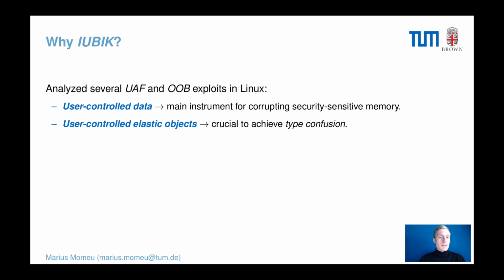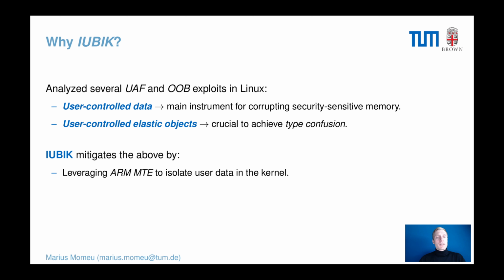Nevertheless, analyzing existing exploits reveals a common exploitation pattern. First, attackers abuse a kernel object that stores user data, which they control, to cause type confusion with a kernel object that stores security-critical metadata, such as function or data pointers, allowing them to mount code reuse or data-oriented attacks. Second, to achieve this type confusion, attackers typically rely on so-called elastic objects whose size they can control to match the size of the objects targeted in type confusion.